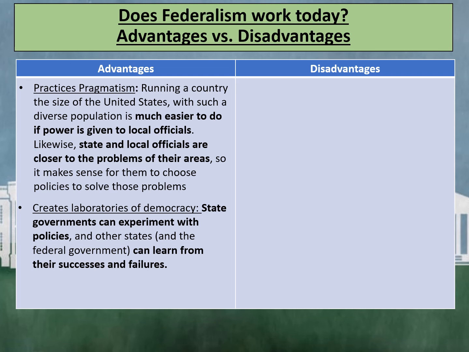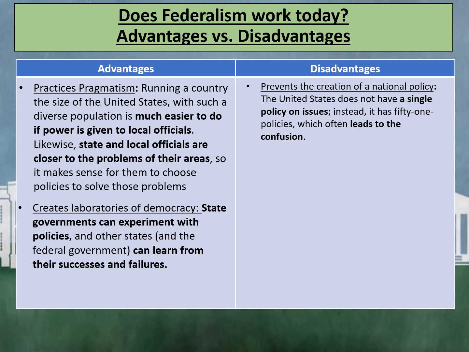It also creates laboratories of democracy. State governments can experiment with policies, and other states and the federal government can learn from their successes and failures. Now let's look at the disadvantages. It prevents the creation of a national policy. The United States does not have a single policy on one issue. It has instead 51 policies, which often leads to confusion.